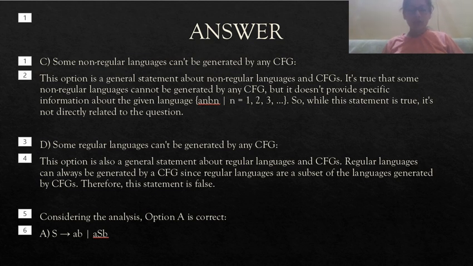Fourth option, this option is also a general statement about regular languages and CFG. Regular languages can always be generated by a CFG, since regular languages are a subset of the languages generated by a CFG. Therefore, this statement is false. Considering the analysis, option A is correct.